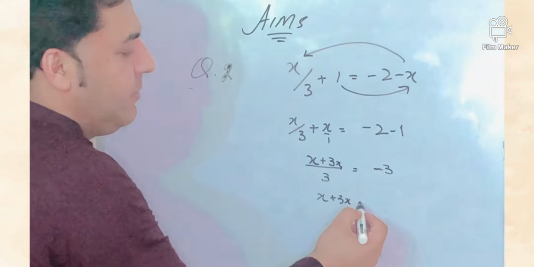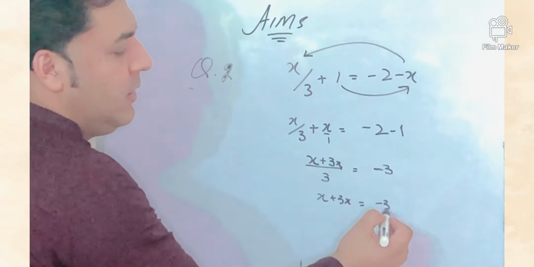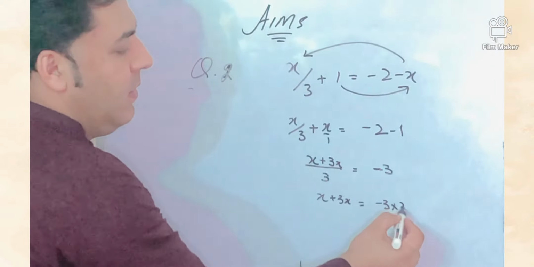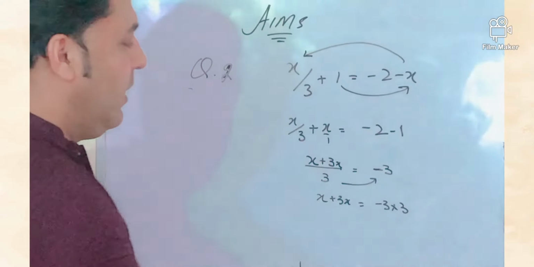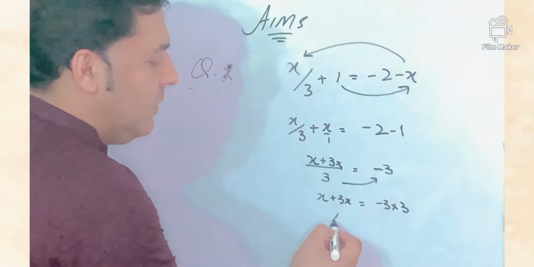I will be left with x plus 3x equal to this 3 into, this 3 will go there, and it will be multiplied. So x plus 3x is 4x, and minus 3 into 3 is minus 9. So x equal to, this 4 is being multiplied, other side it will be divided. So x equal to minus 9 by 4 was the solution of this equation, and we can verify this solution as well.